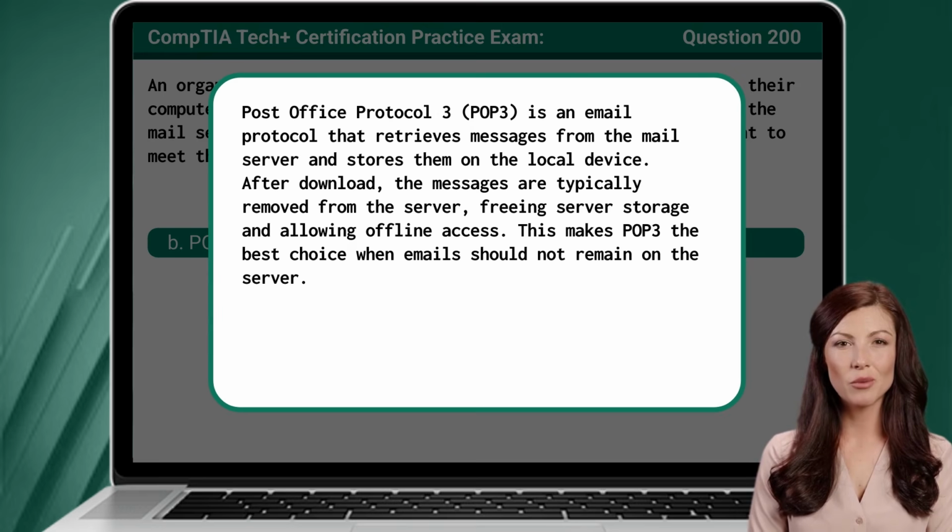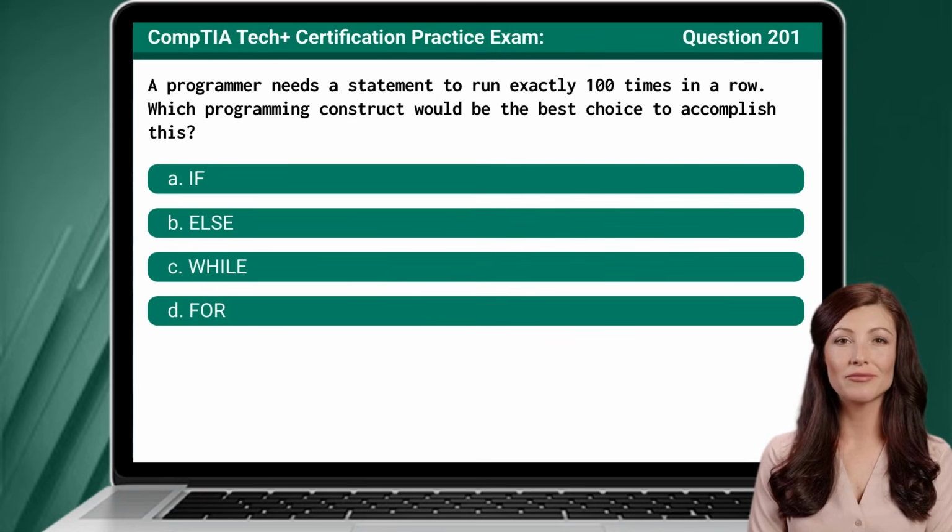Wow! You have completed 200 questions. How about one more question, as a reward for your hard work? Question 201. A programmer needs a statement to run exactly 100 times in a row. Which programming construct would be the best choice to accomplish this?